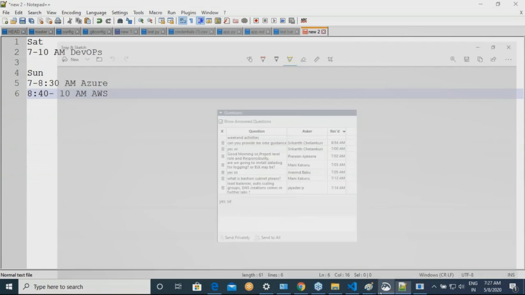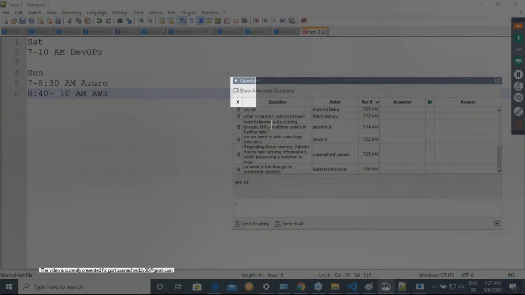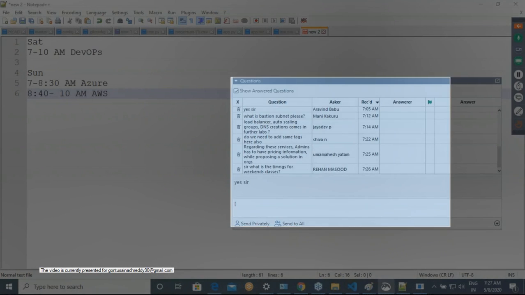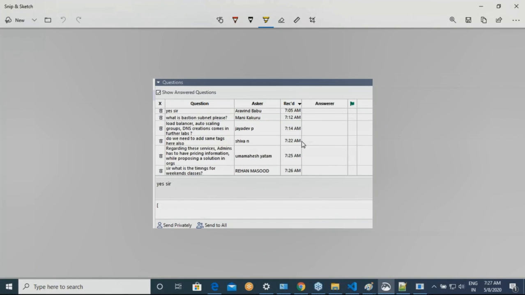There is one more question, regarding these services, from Uma Mahesh: admins have to have the pricing information while proposing. See, admins generally don't propose a solution, but whoever proposes a solution needs to also tell the cost implication.